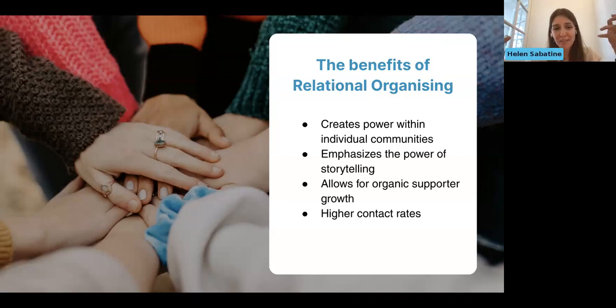And also in turn becomes information that they or the campaign are most likely to take action on. So here you see some of the benefits of relational organizing. So, creating power within individual communities. One of the biggest benefits of relational organizing is that you get to reach those communities that are typically harder to reach. And it might take a handful of people within those communities that you reach out to, who then are part of that community and can reach out to theirs.